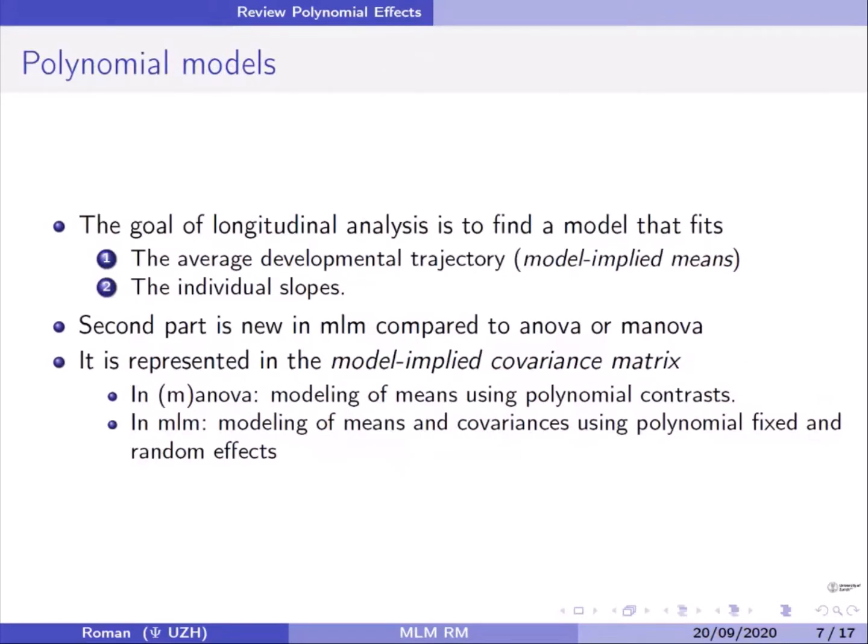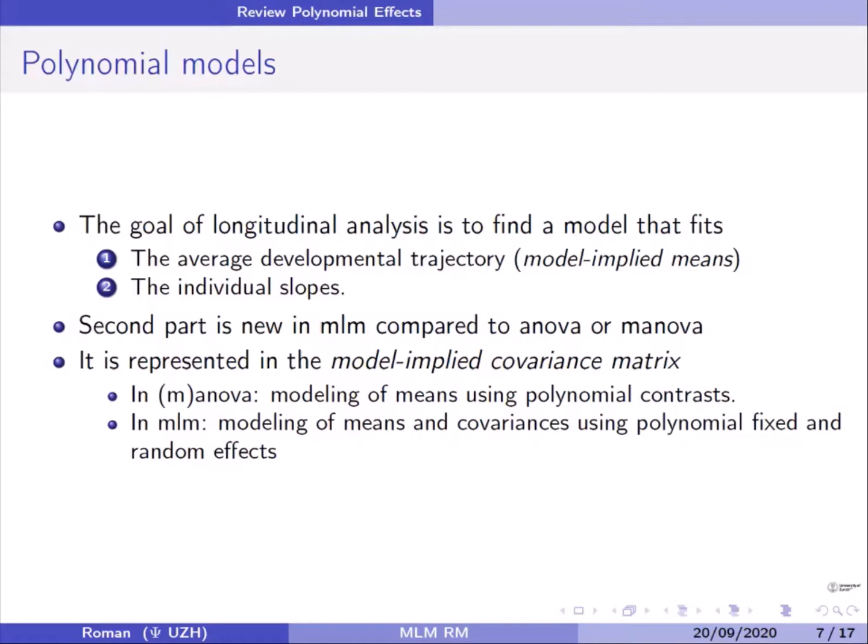So the goal of longitudinal analysis is to find a model that best fits our average developmental trajectory. So this is the growth across time, and the individual slopes. Now, the individual slopes part is new in MLM compared to traditional ANOVA or MANOVA or any of the other contrast methods. And it is represented in the model-implied covariance matrix.